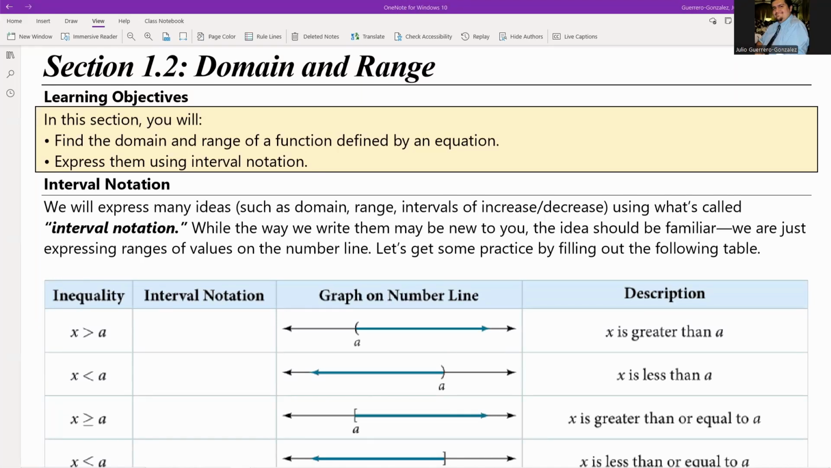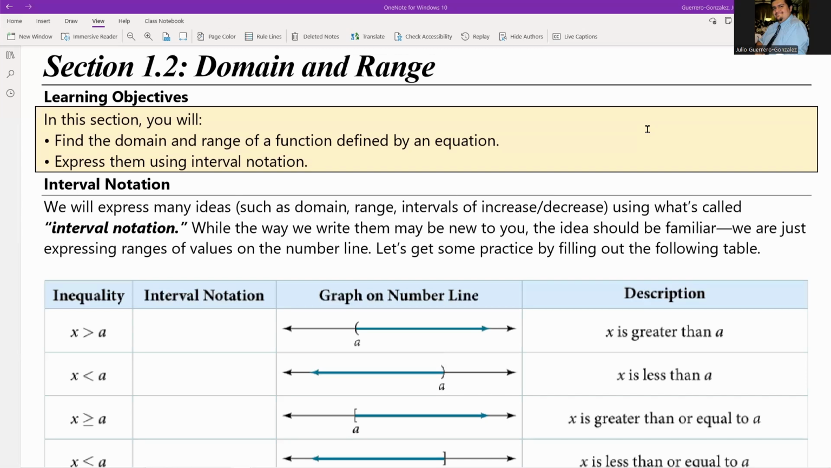Hello, everyone. This is the lecture for section 1.2, domain and range. Okay, so in section 1.1, we learned how to write out a function and how to evaluate using functions, learning how function notation works out. Now we're going to get into a little bit more of the analytical portions. We know what a function looks like, right? We know what an input is. We know what the outputs are, right?